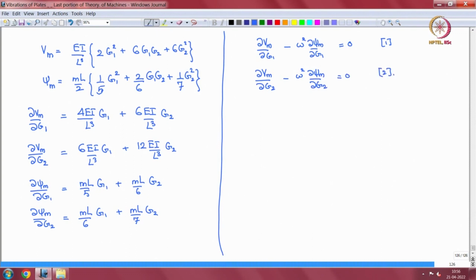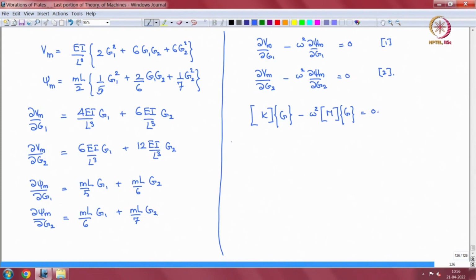So if we assemble this, I get K G minus omega square M G equals 0, where G is the G1 G2 vector.